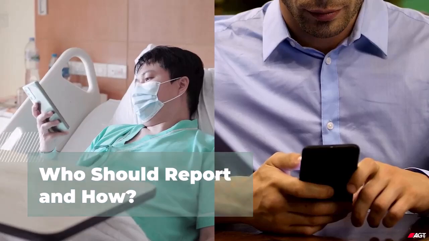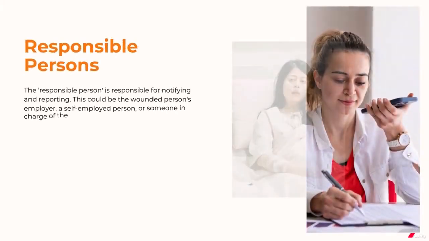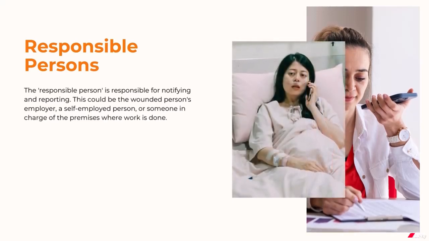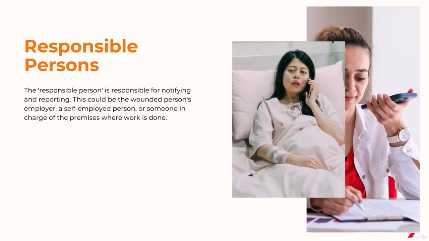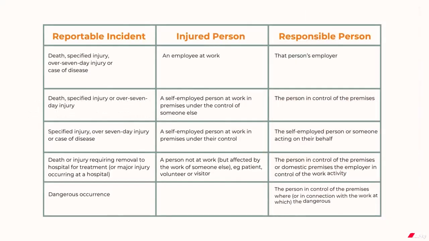Who should report and how? Responsible persons. The responsible person is responsible for notifying and reporting. This could be the injured person's employer, a self-employed person, or someone in charge of the premises where work is done. Please read the table given below for more information about reporting incidents.